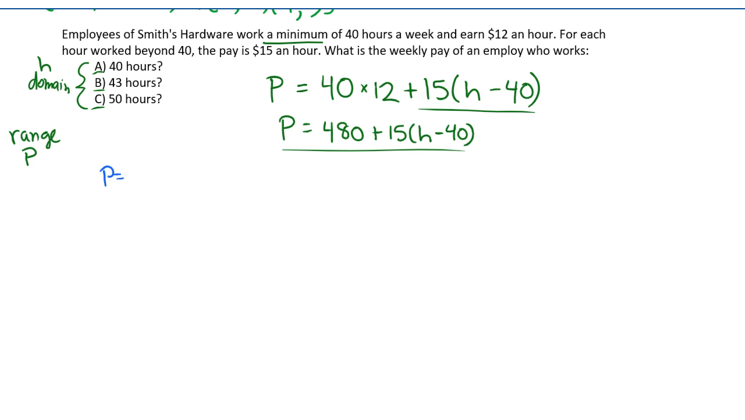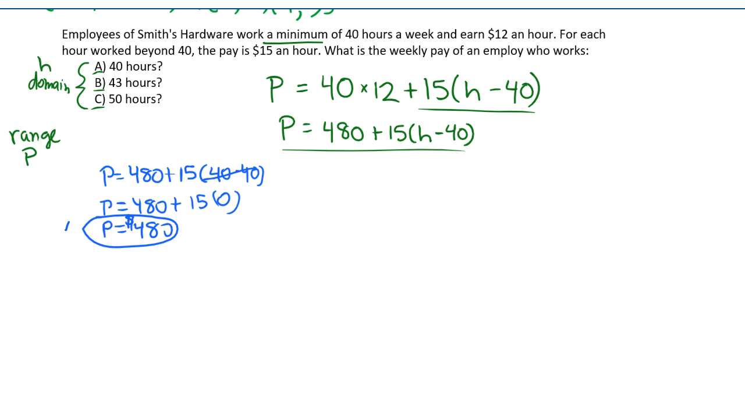So we have P equals 480 plus 15 times 40 minus 40, which is 0. So then 15 times 0 is 0. So on the first one, it's $480. And make sure we label here. So that's A.